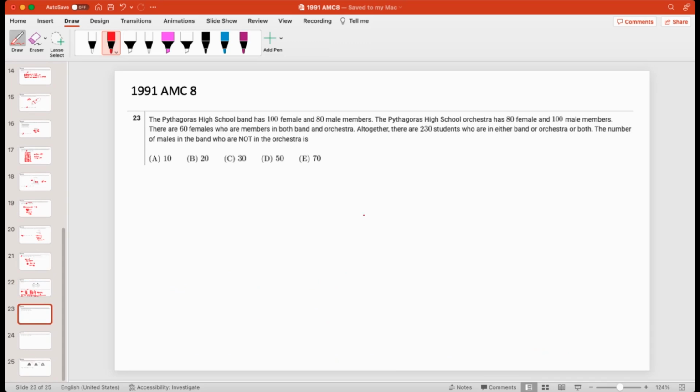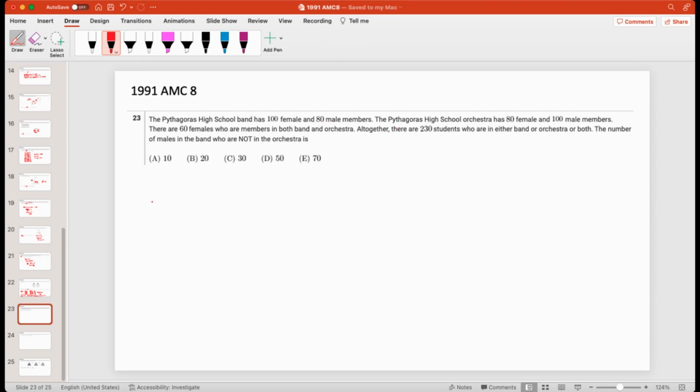23. Pythagoras High School Band has 100 female and 80 male members. Pythagoras High School Orchestra has 80 female and 100 male members. I think I said something wrong here. It's 100 female, 80 male in the band. Here it's 80 female, 100 male in the orchestra.